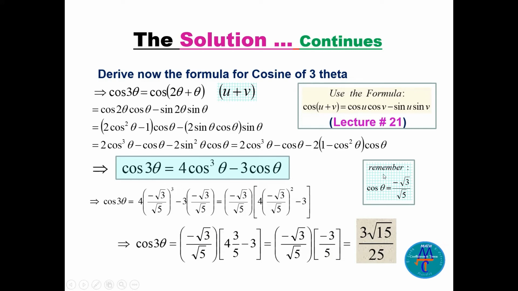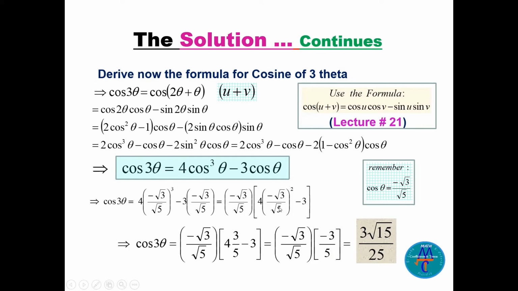Remember, I already found from the previous slide cosine of theta equals minus square root of 3 divided by square root of 5. So I will replace that here. On the right side I will cube it, and here I will multiply cosine of theta by 3. You can do the calculations the way you like. I can take the value of cosine of theta outside as a common factor. Now inside, I will have 4 cosine squared, you see, squared only. That's easy to calculate.